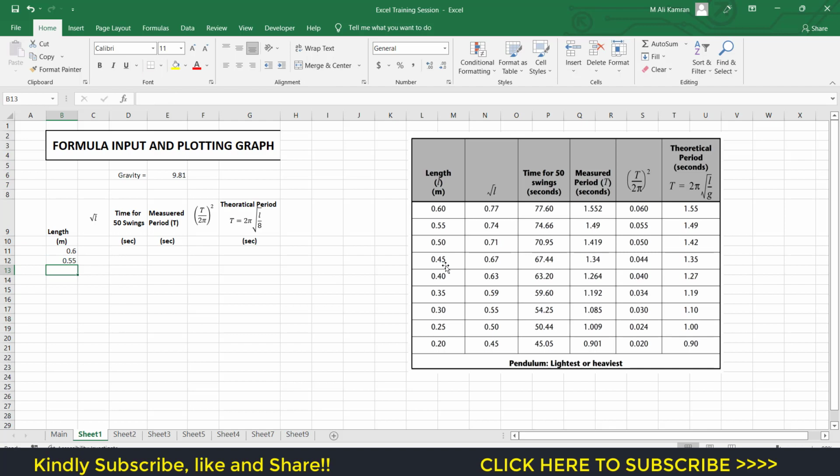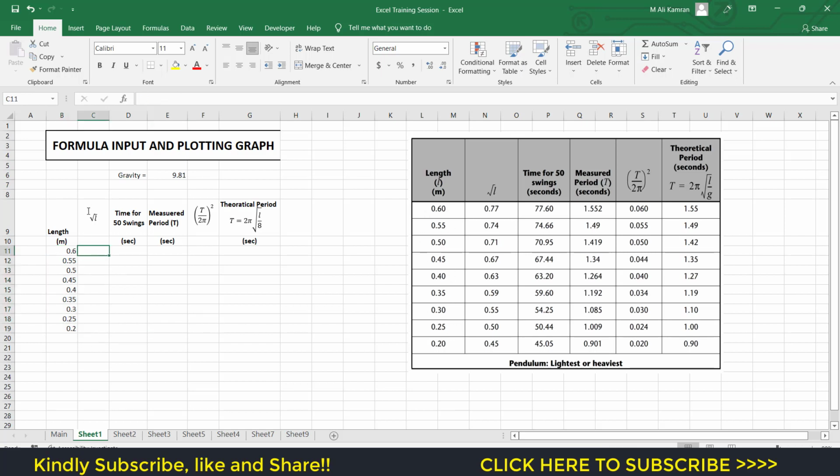Now we need to have the values until 0.20. So what I will do is that I will drag this formula. So now we have 0.15. We do not need 0.15. So I will delete this. I will select this and press delete button. So we have all that length values.